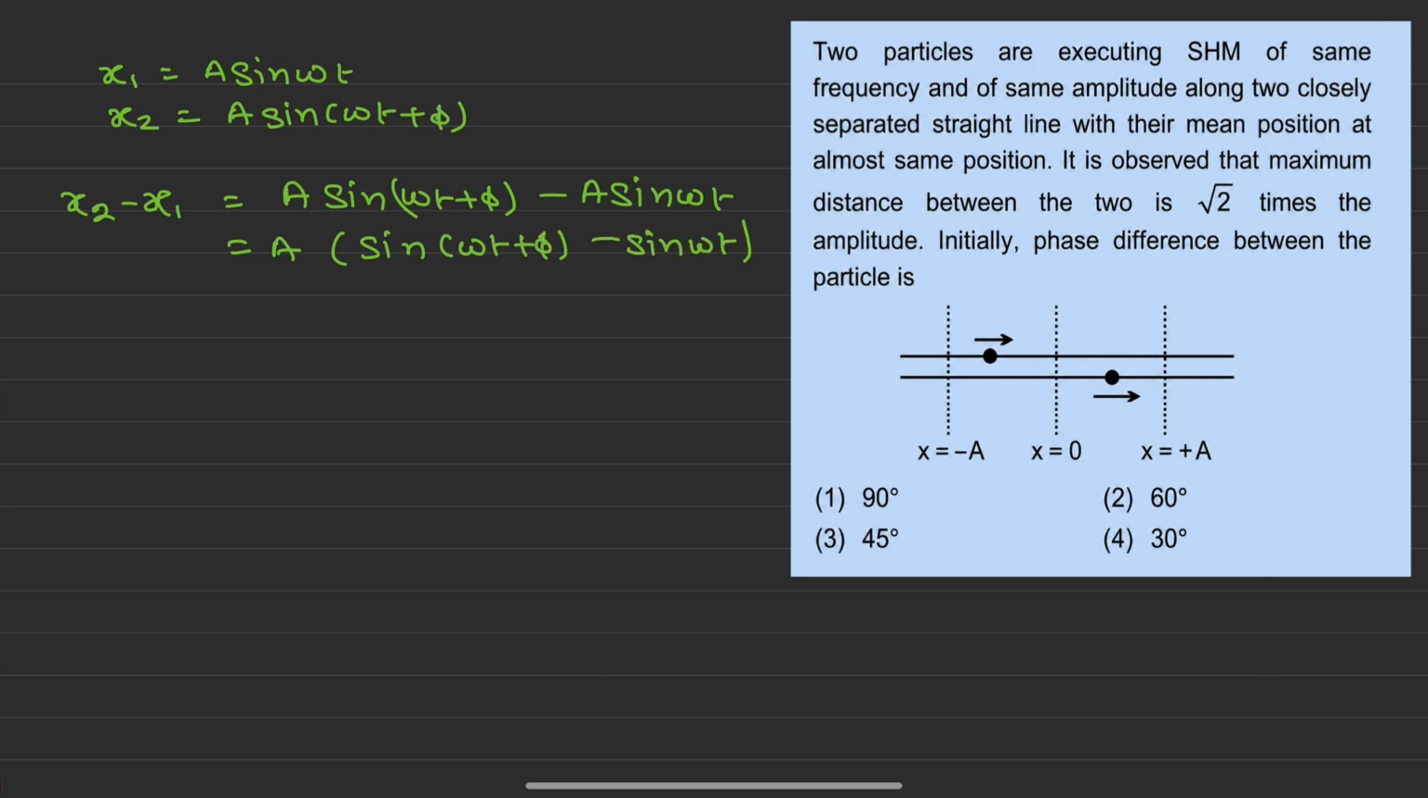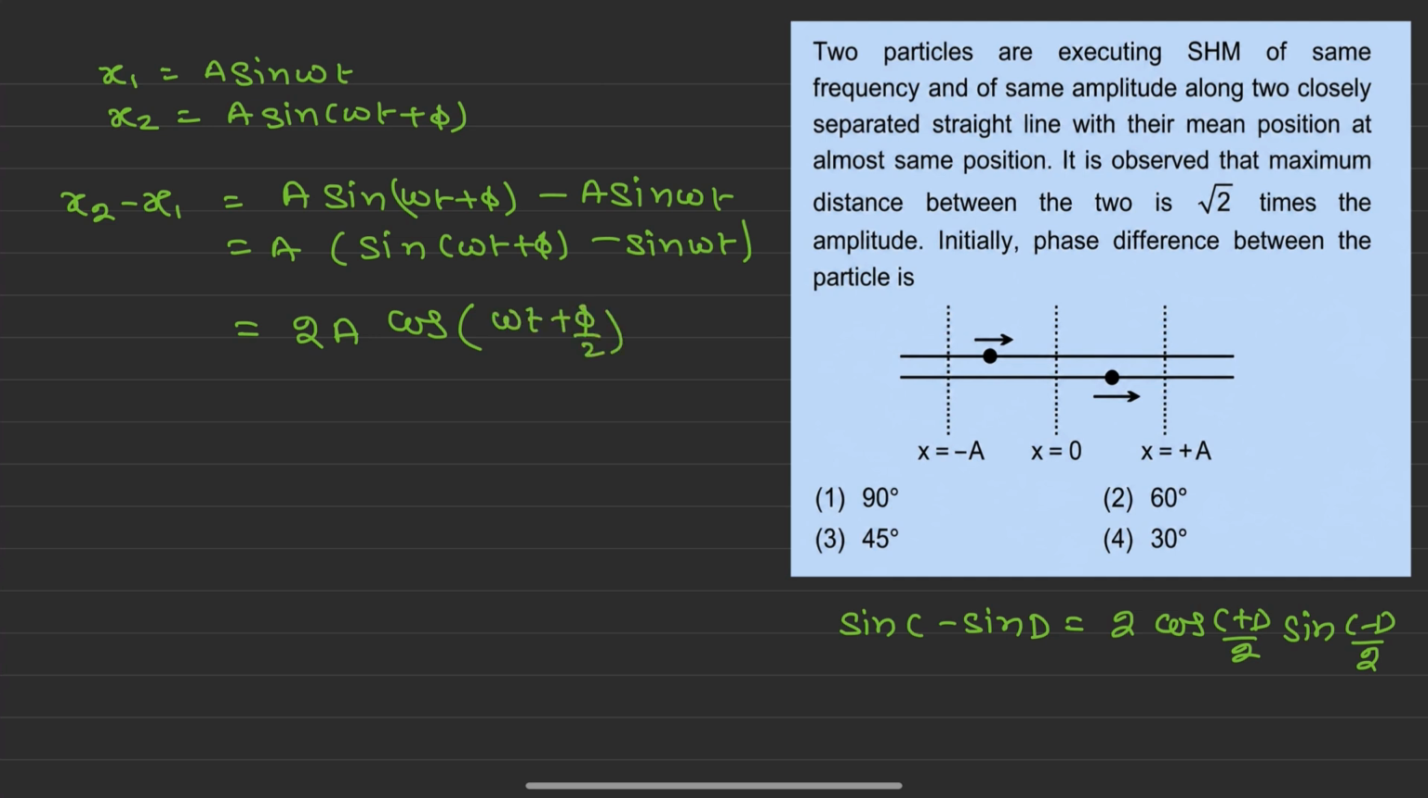So here we have to use one mathematics formula, that is sin C minus sin D. The formula of sin C minus sin D is 2 times cos of (C plus D) by 2 times sin of (C minus D) by 2. If you apply this particular formula over here, it will become like what? 2 times A cos of (C plus D) by 2, which is (omega t plus phi) by 2, and sin of (C minus D) by 2, which is sin phi by 2. Now let me write it in a proper way. So properly writing, it will become 2A sin(phi by 2) cos(omega t plus phi by 2).